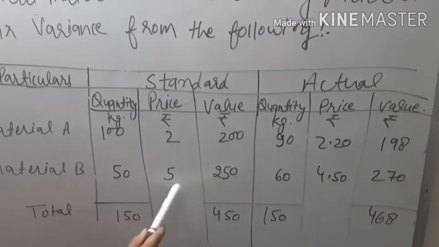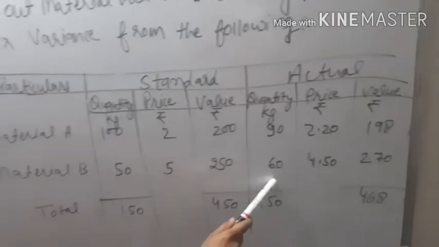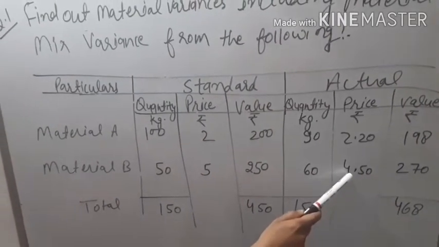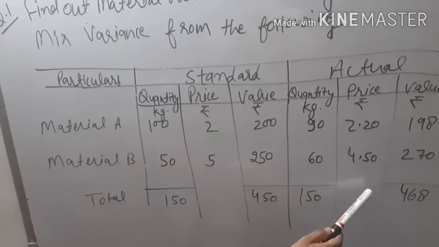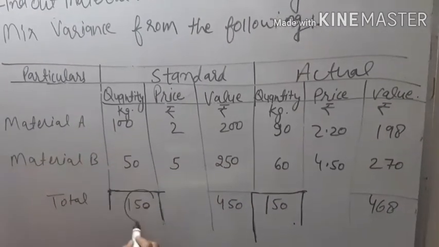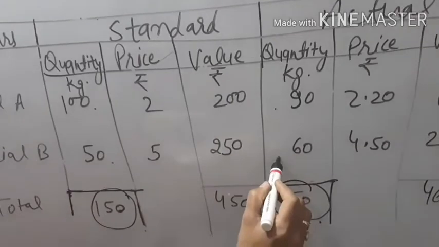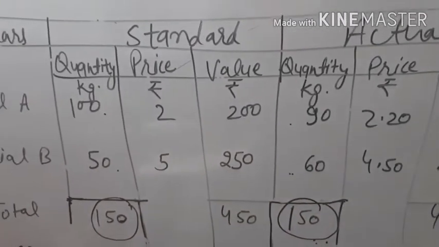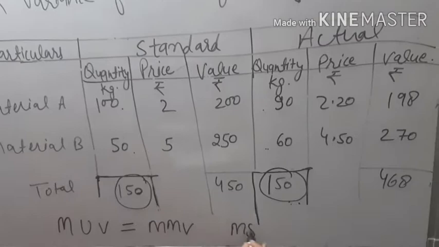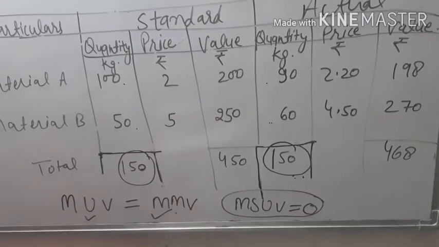Material A actual quantity 90, material B actual quantity 60, material A actual price 2.20, material B actual price 4.50, and the value is the product of both, and the sum is 150 and this sum is 468. In this question, standard mix and actual mix are both the same, but both components are different from each other. So in this question, material usage variance would be equal to material mix variance, and material sub-usage variance will be nil. So we will consider only MUV and MMV.